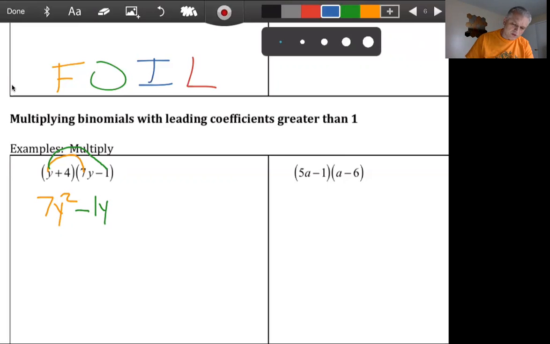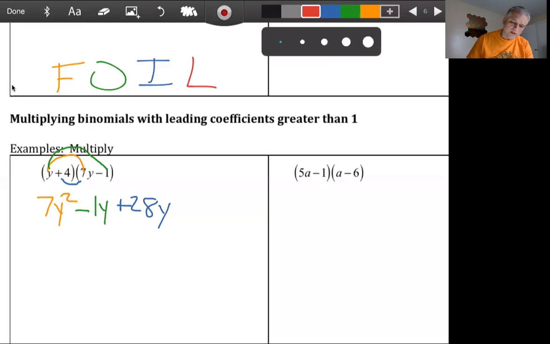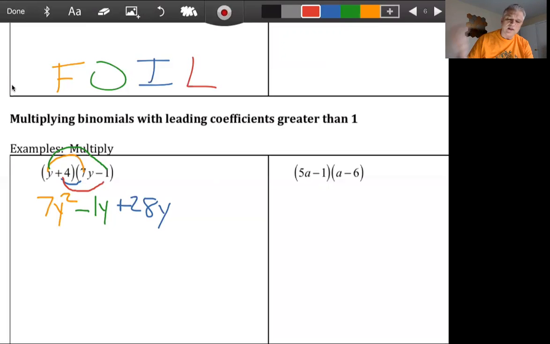For the inner terms, these two inside guys, the plus 4 and the 7y, plus 4 times 7 is plus 28. Only one of the terms has a y, so we're just going to bring the y along. And then last but not least, in the red, we're going to do the last term. The last term in the left parentheses is the plus 4, and the last term in the second parentheses is the minus 1. So plus 4 times minus 1 is minus 4.